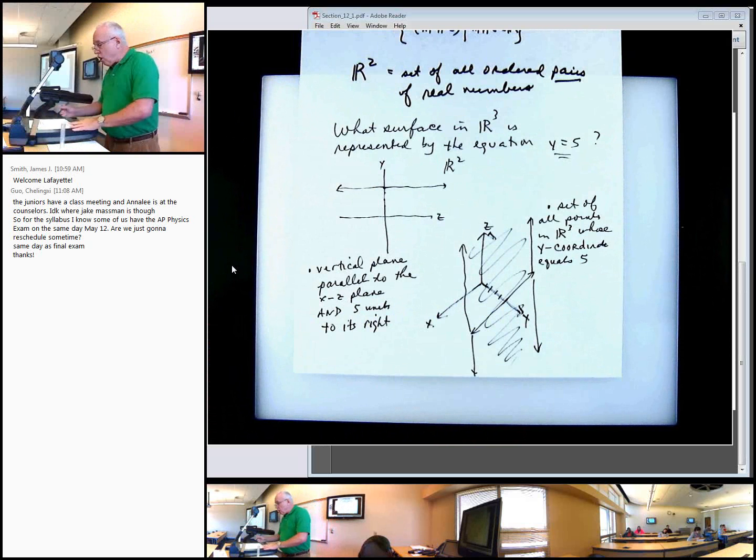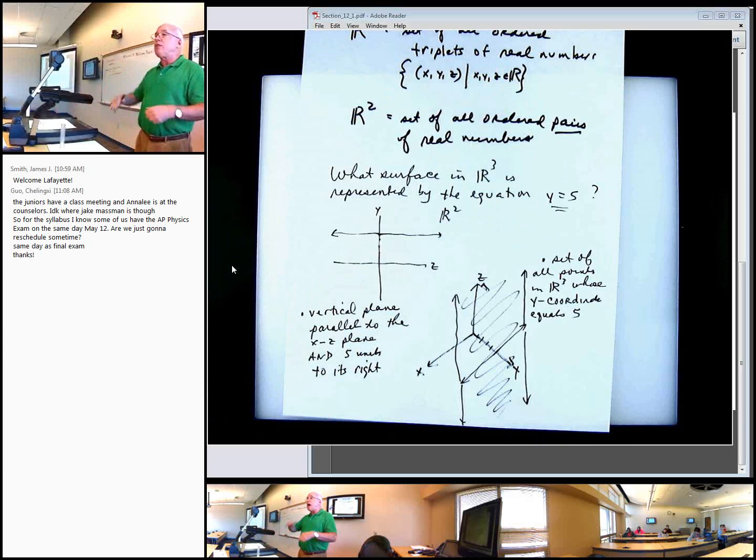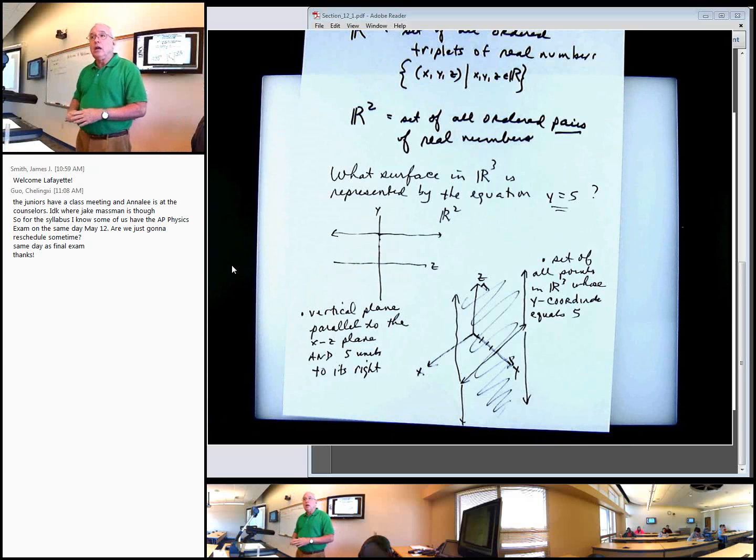So in R2, something like y equals 5 is just a straight line. But in R3, something like y equals 5 is this whole big plane of points.